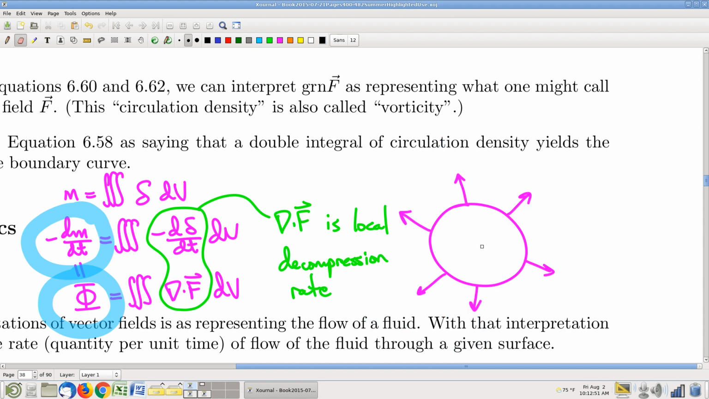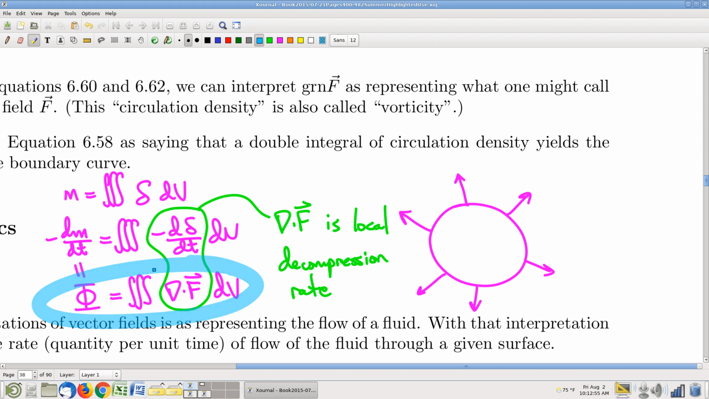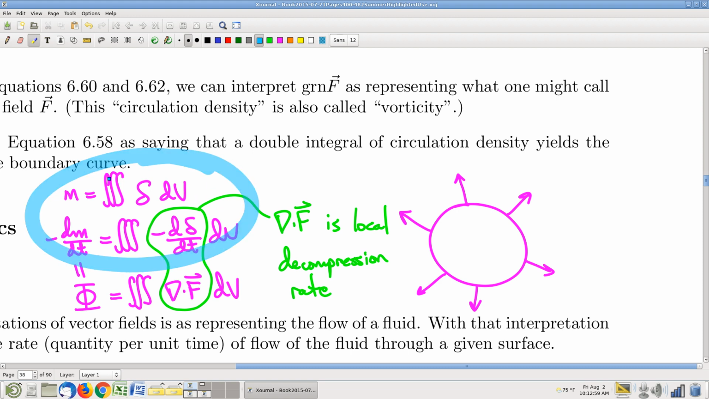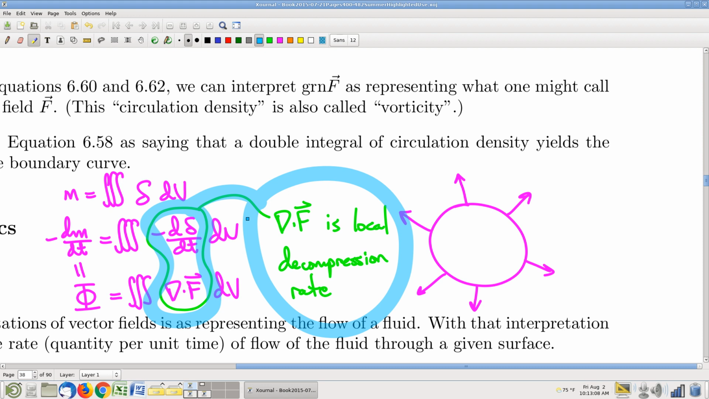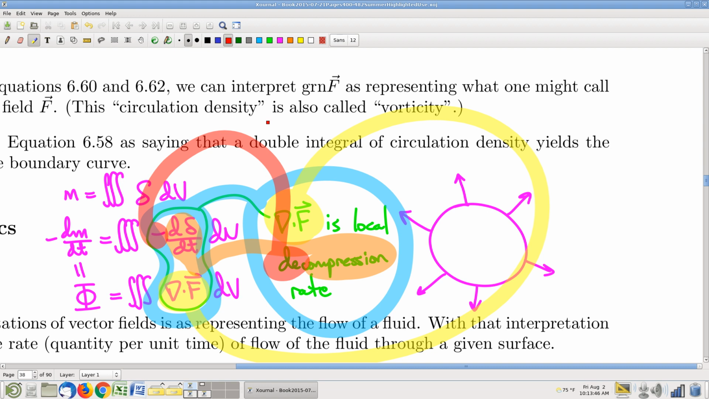Okay. All right, well, don't forget that flux is the triple integral of divergence, and we just agreed from this little calculation that negative dm/dt is that triple integral, and that gives us a nice interpretation of divergence. Looking at the comparison of these two equations, divergence is how much the density is changing. A change in density you might think of as compression, but in this case, how much the density is changing negatively, and so I'm calling it decompression. Divergence represents decompression. That's the nice little punchline, right?